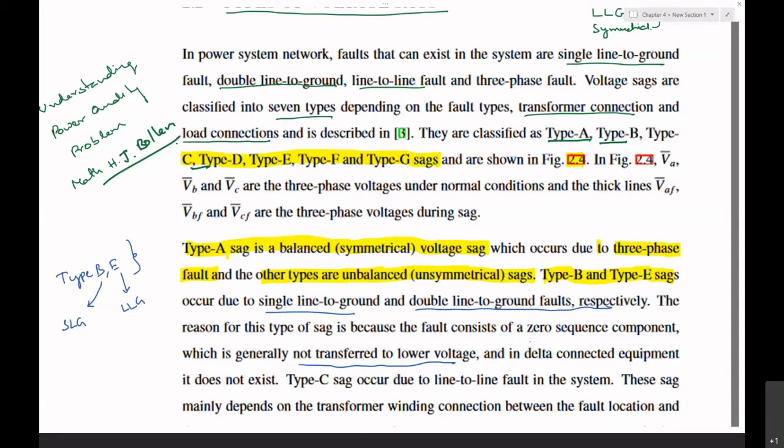No, as such, I'm not sure about this particular point; I need to look into that. One thing is obvious: in delta connected equipment, there is no transformation of the zero sequence component current. But I'm not sure about this particular point, that it is not transferred to the lower voltages.